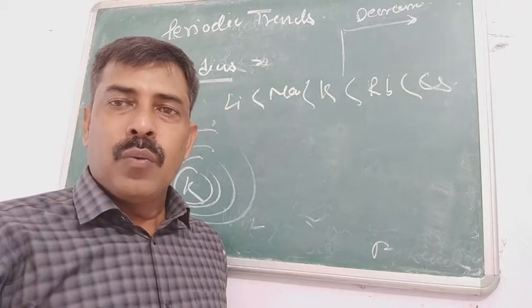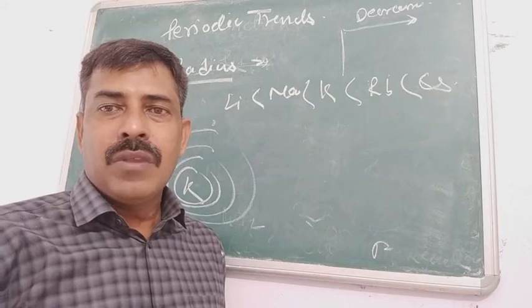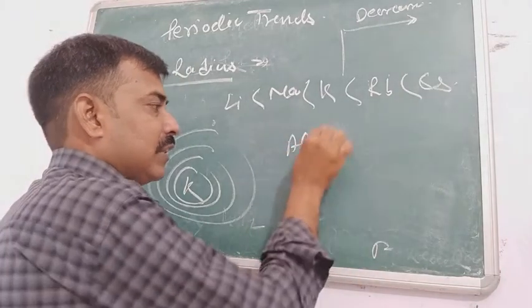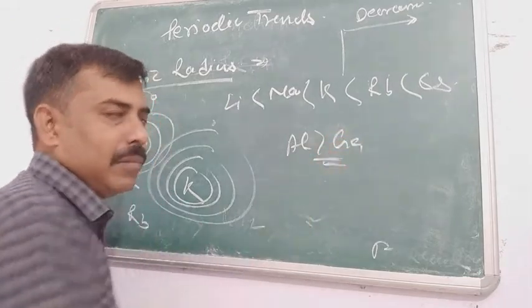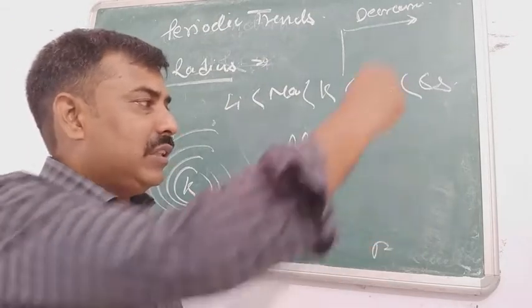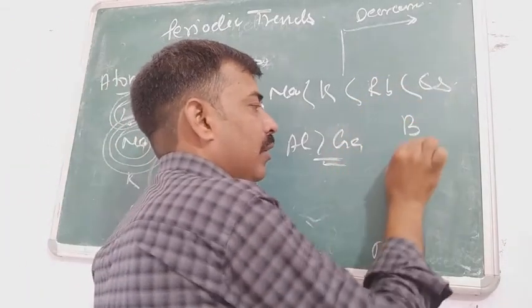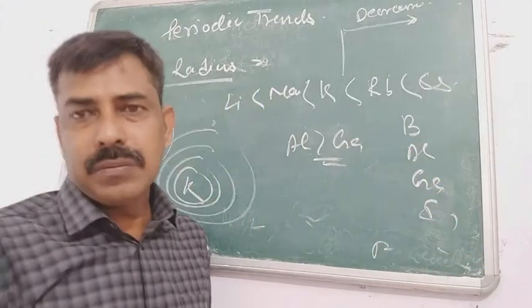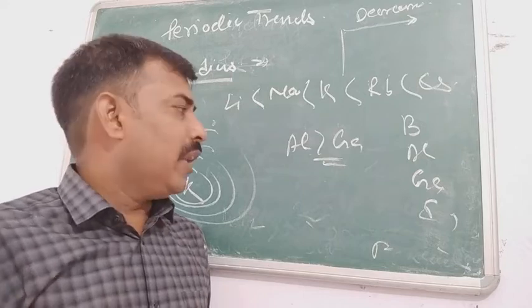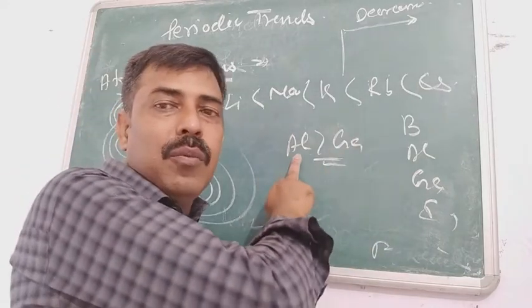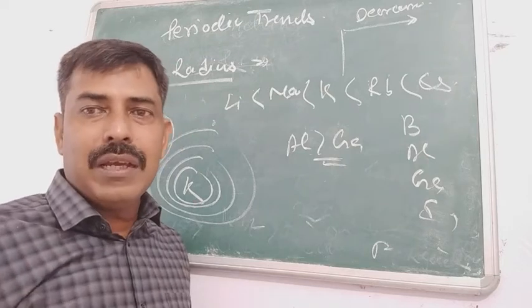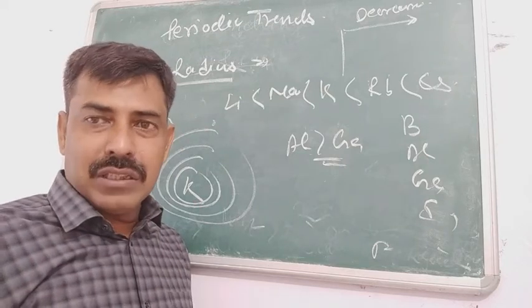Now, when you see group 13, you will find that the size of aluminium is greater than the size of gallium. Even when you see the sequence, it is boron, then aluminium, gallium, indium and the next one. So the size of gallium would be expected to be greater than aluminium. Why is the size of gallium smaller than the size of aluminium?